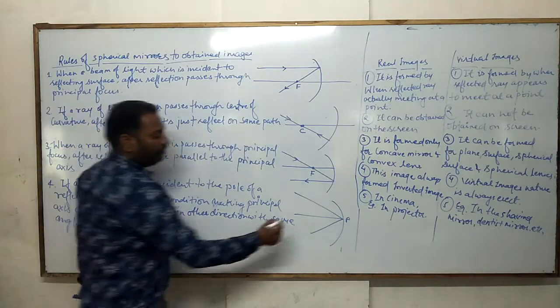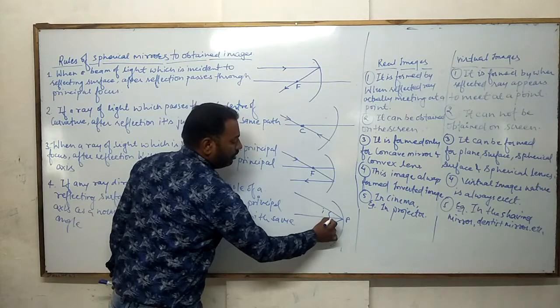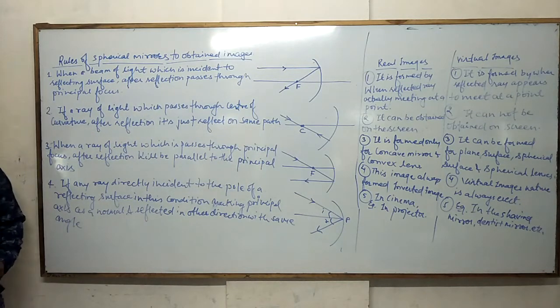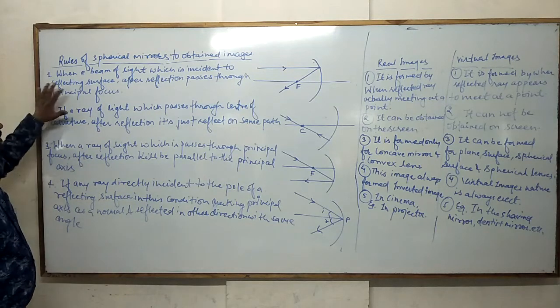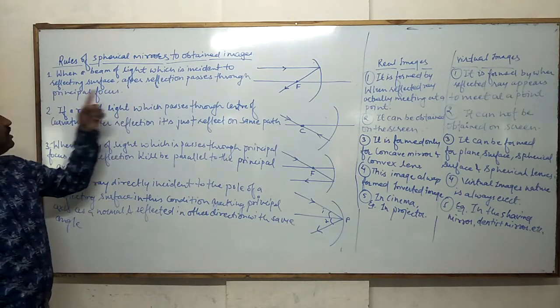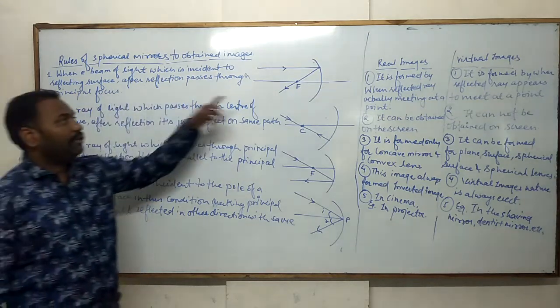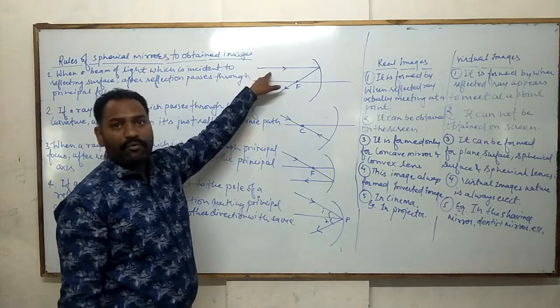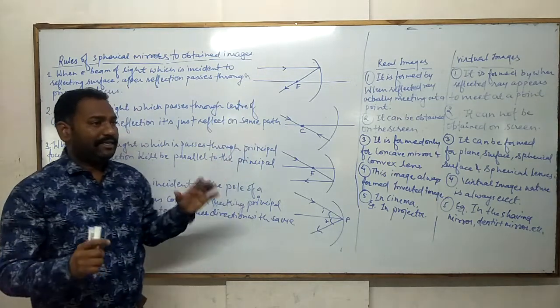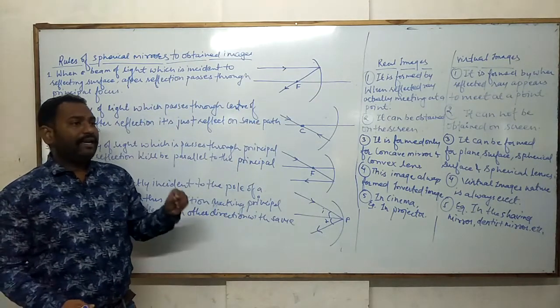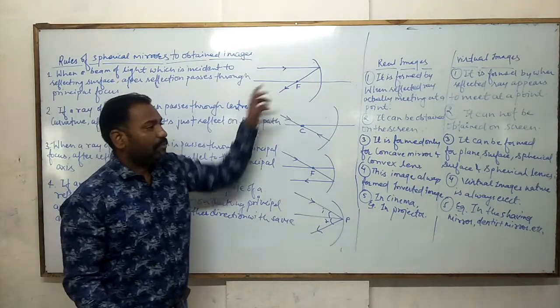I'll make it more understandable here. Look at here. Once again we have to remember these things. Four rules are there for the spherical surfaces. What are the four rules? When a beam of light which is incident on a reflecting surface, after reflection passes through the principal focus. So this is the incident beam of light. Initially it is incident on the reflecting surface. When it is reflected, then it passes through the principal focus.